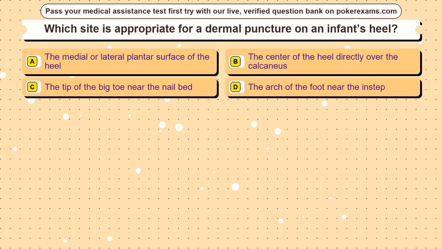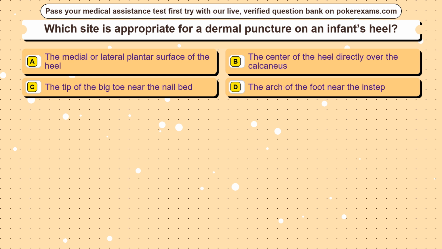Question 83. Which site is appropriate for a dermal puncture on an infant's heel? Option A, the medial or lateral plantar surface of the heel. Option B, the center of the heel directly over the calcaneus. Option C, the tip of the big toe near the nail bed. Option D, the arch of the foot near the instep.